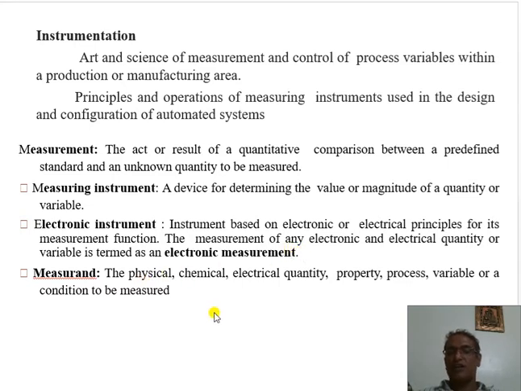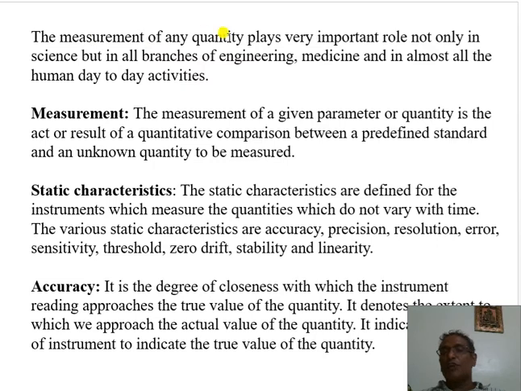And what is measurand? It is a physical, chemical or electrical quantity, property, process, variable or condition to be measured, known as measurand. What we are going to measure can be physical, chemical, an electrical quantity, a property, a process, a variable, or a condition. That is what we call measurand. Measurement of any quantity plays an important role not only in science but also in all branches of engineering, medicine, and almost all human day-to-day activities.